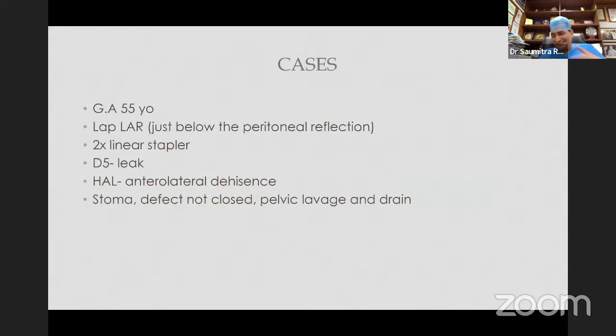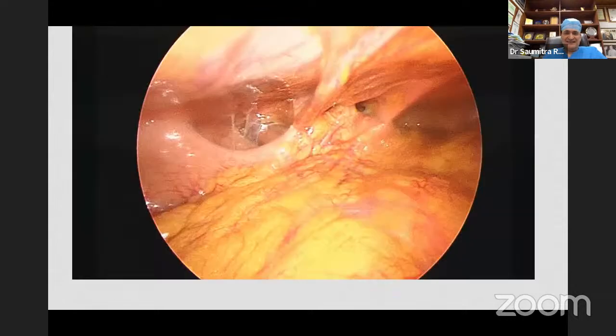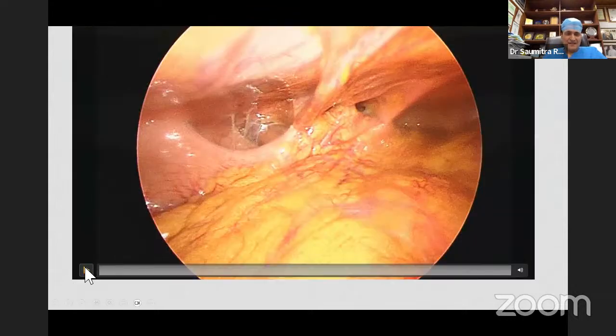I will just present one of the patients. This is a video, quite old. The patient had a LAR with 2 firings of the stapler, and was found to have a leak, an anterolateral dehiscence, which was less than 25%. So the defect was not closed; we gave a covering stoma, did a pelvic lavage, and left a drain there.